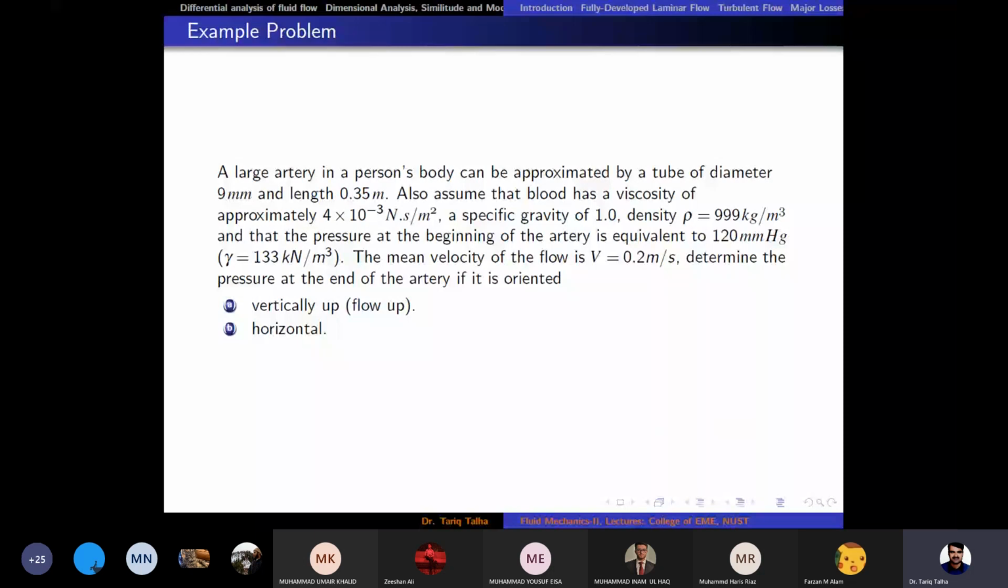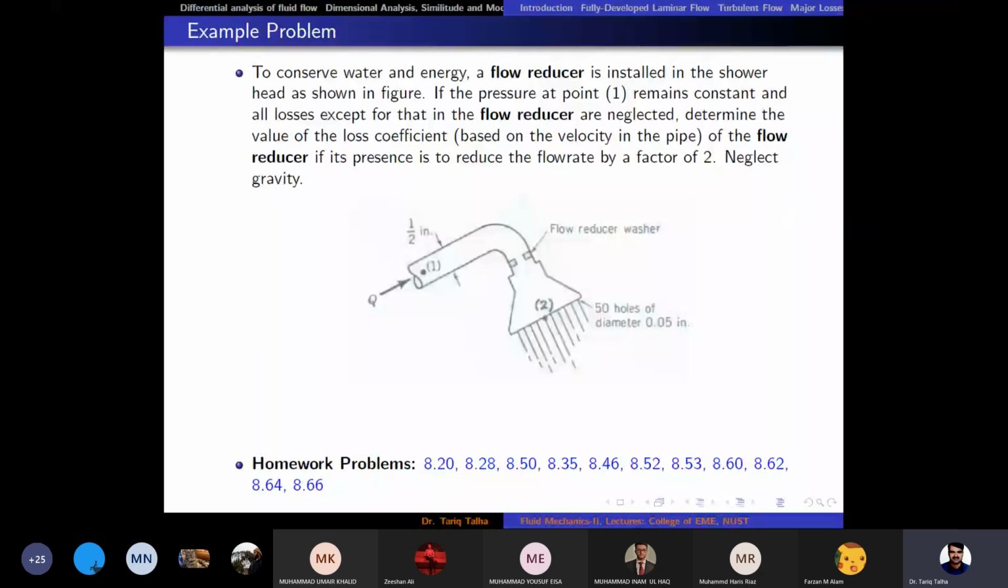So now the second problem which we need to do is the flow through a shower. We usually take a shower at home. If you see, flow comes from a single pipe, and then we have got a shower here. In the shower we have got small tiny holes from which the water comes.